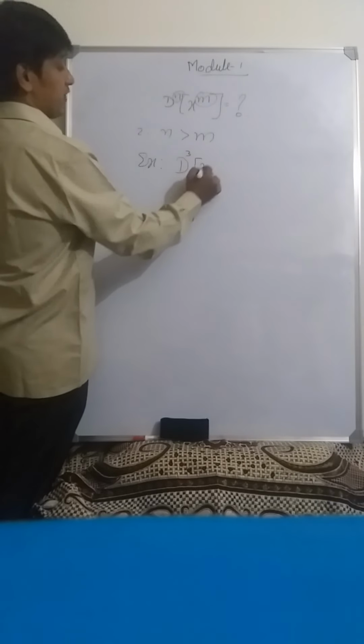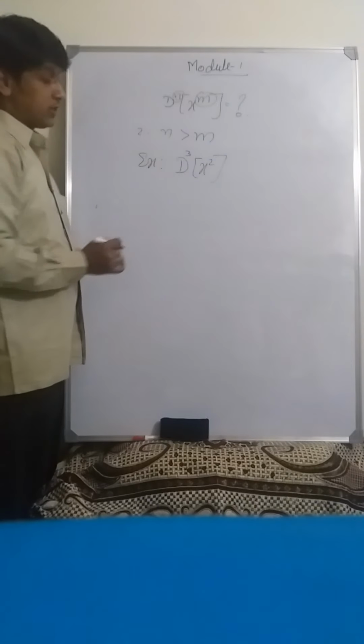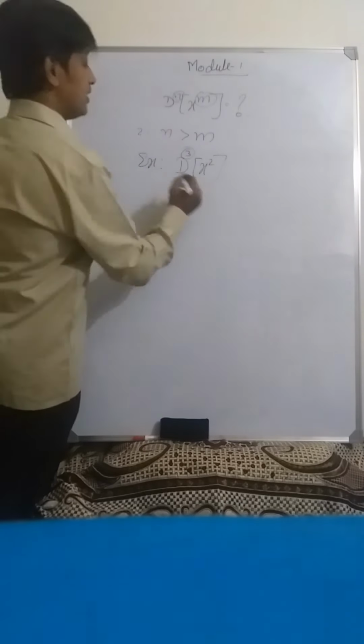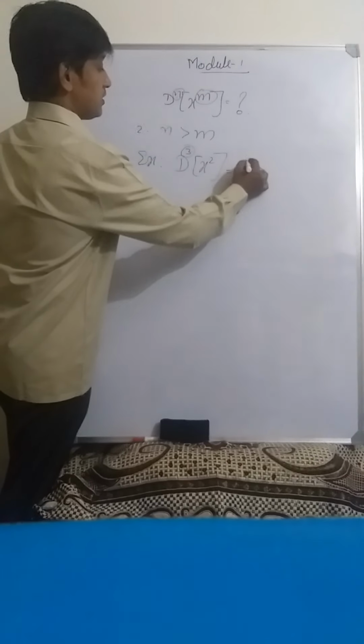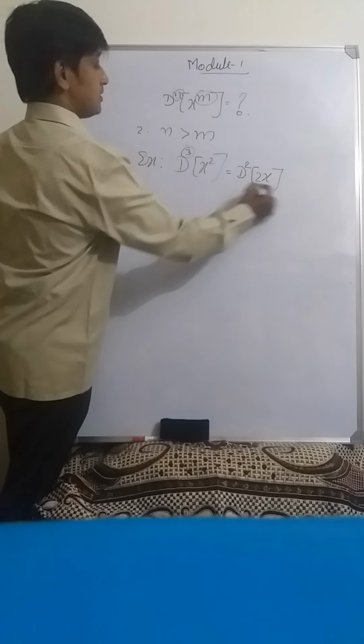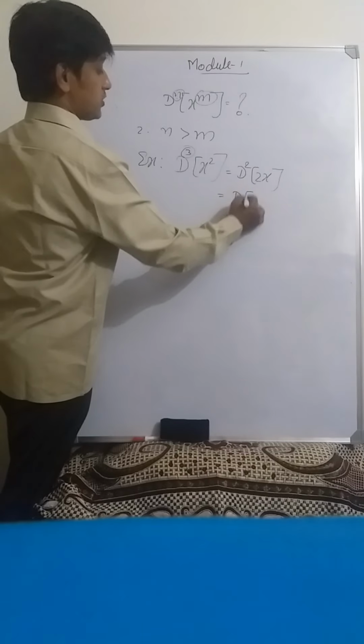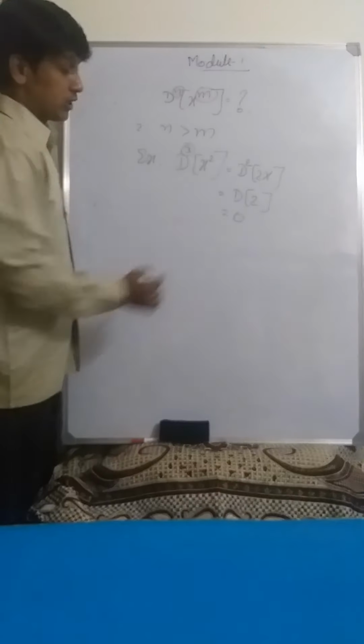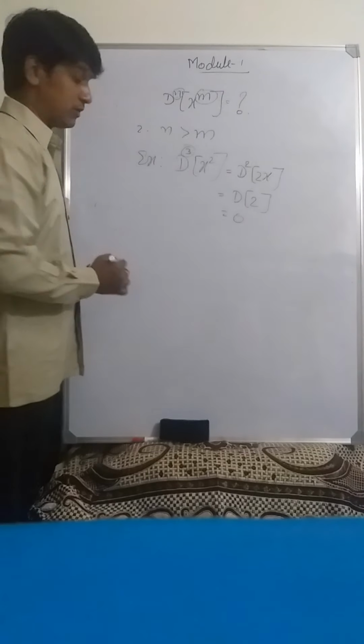So d cube of x squared. This time I've taken x squared, not x cube. See, this n is greater than this m. Correct? So what will be the first differentiation? It becomes 2x. What will be the next differentiation? It becomes 2. What will be the differentiation of 2? 0. Because 2 is a constant term and the differentiation of that will be 0.